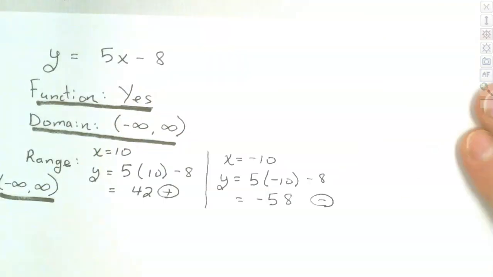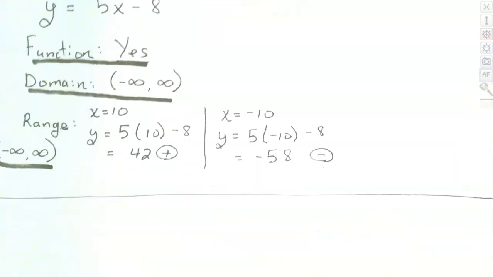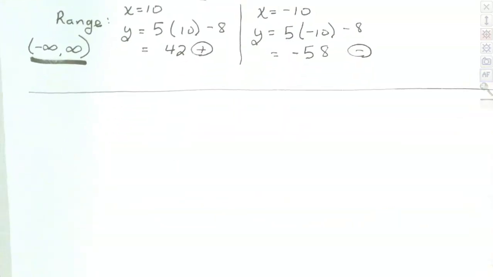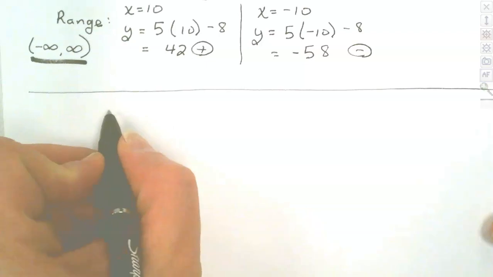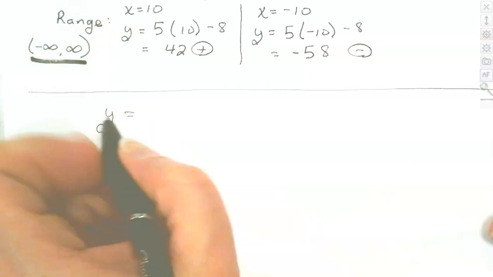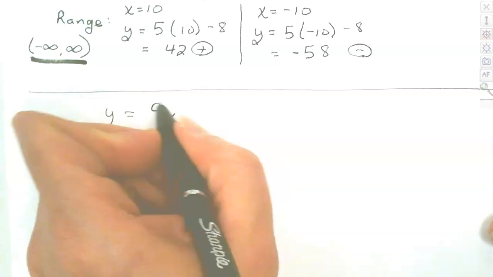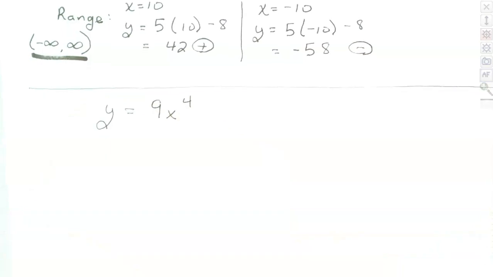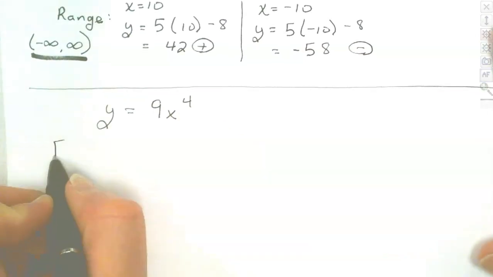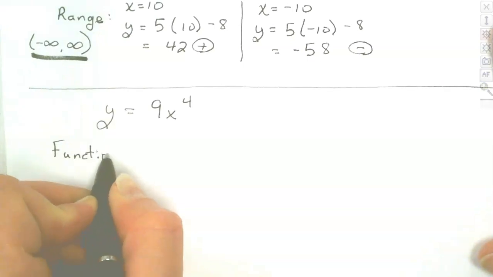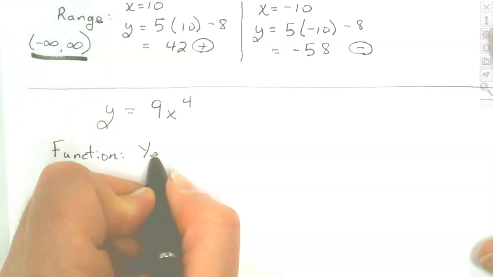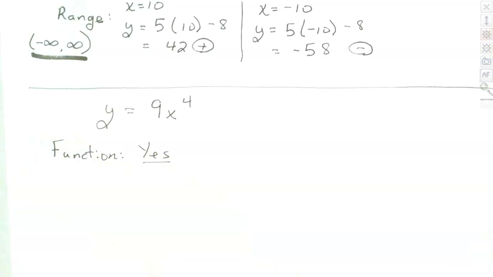Okay. Let's try a couple more of these. Not very many, just a few. Let's look at this one now. How about y equals 9x to the fourth power? So is this a function? Yes, it is. Why is it a function? Because it's y equals. So that's the easy part. It's not very difficult at all to determine if it's a function.